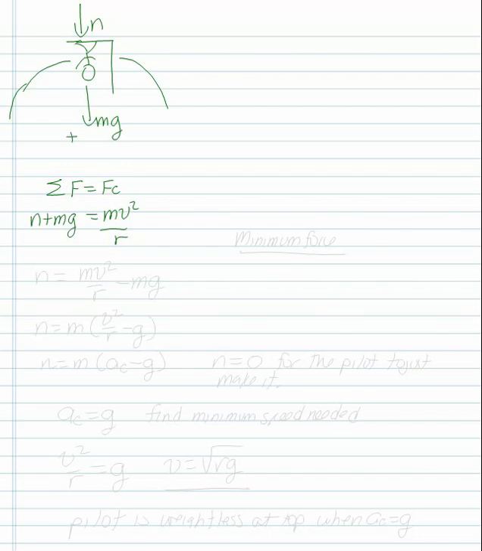So this is the answer to the problem, and you could start putting in numbers, but let's carry it out. The normal force now is mv squared over r minus mg. Factor out an m: v squared over r minus g, or m times (a_c minus g). So we want to analyze what happens in parentheses this time. Before we do that, just so you know, this is the place of minimum force.